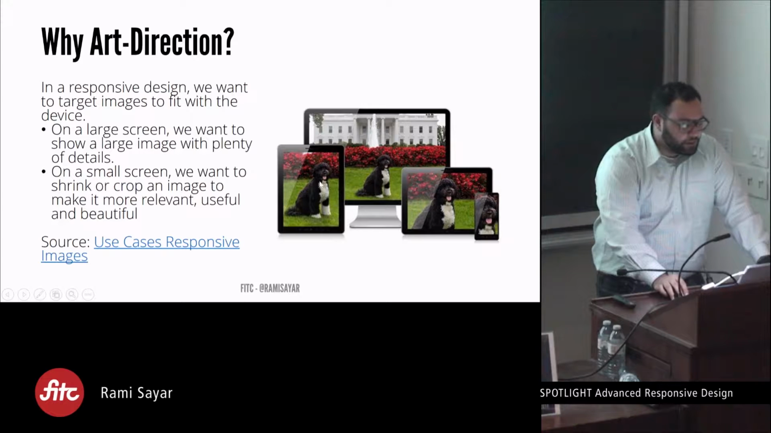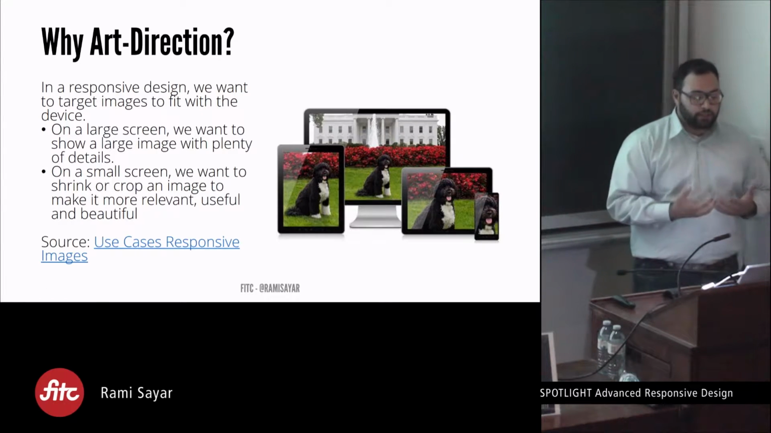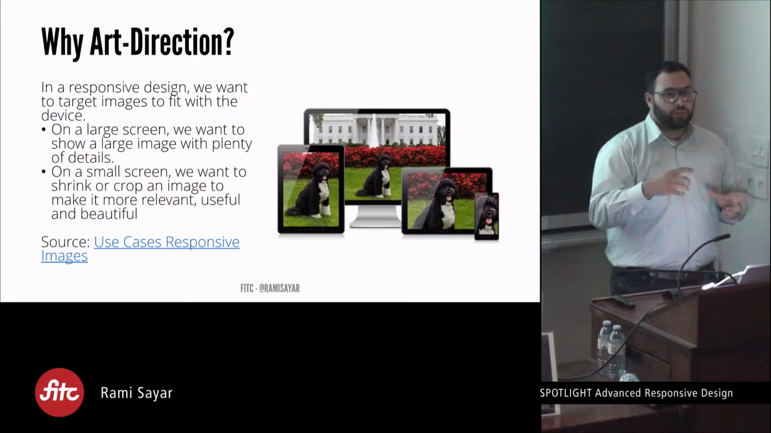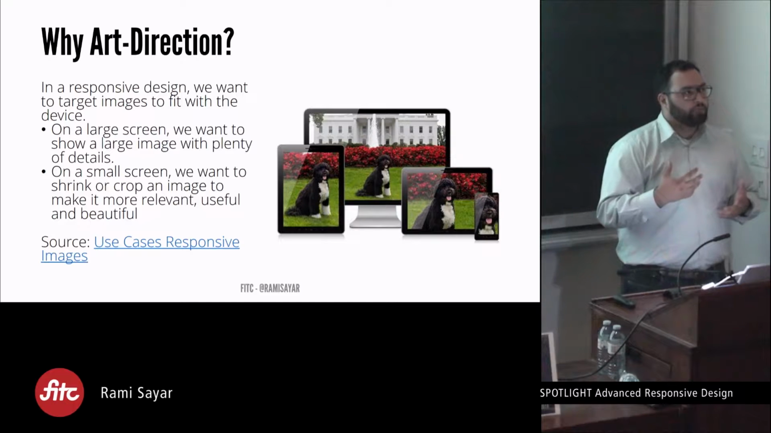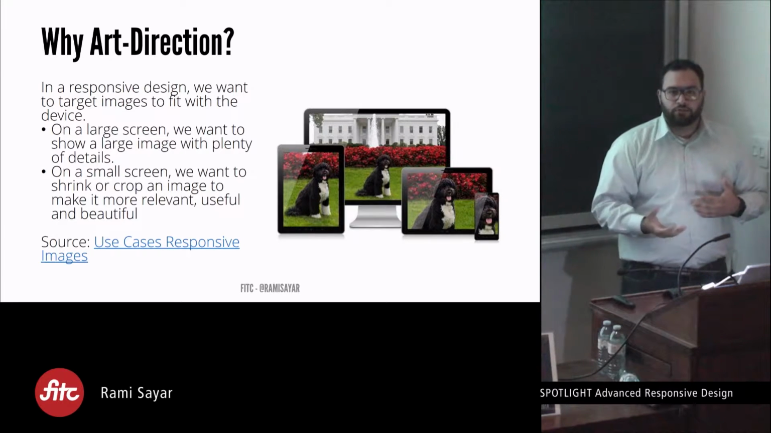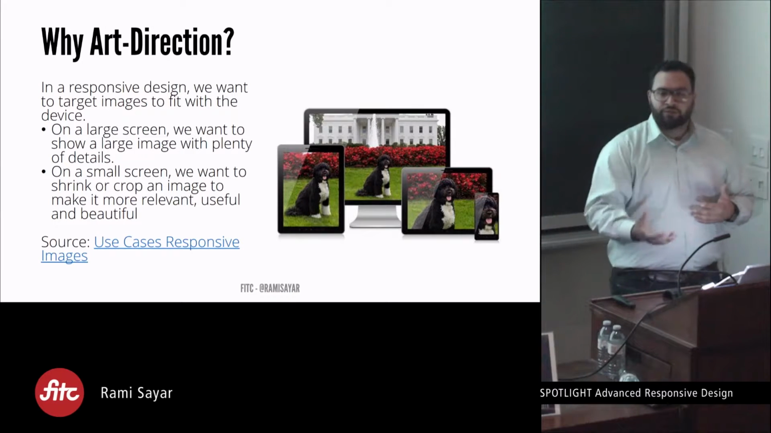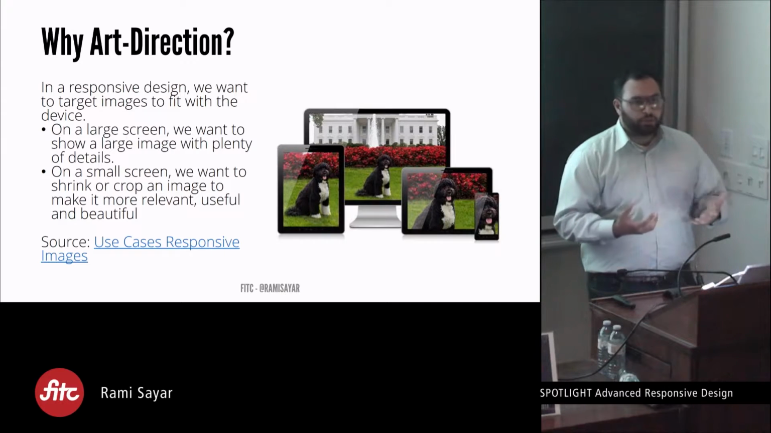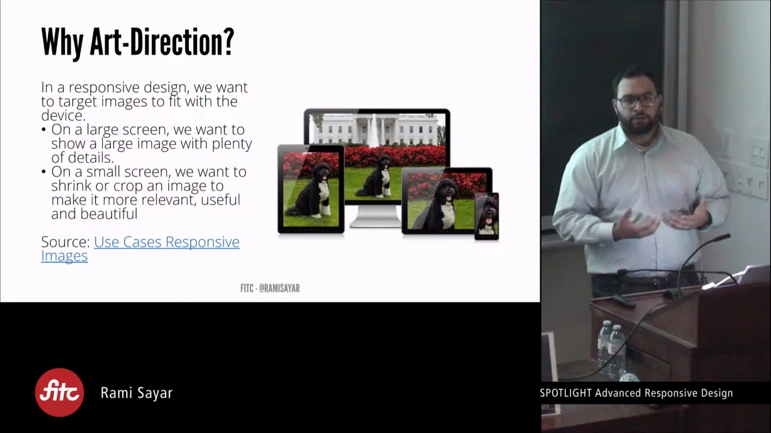So essentially, why art direction? It's to handle situations like this. On a large screen, we might want to show large images with plenty of details, but on a small screen, we want to shrink or crop the image to what we think is relevant, right? So there's a bit of artistry involved in this, being able to figure out what part of the image actually matters and is the most useful and relevant to the design. It does take a couple of things to think about when designing your website.